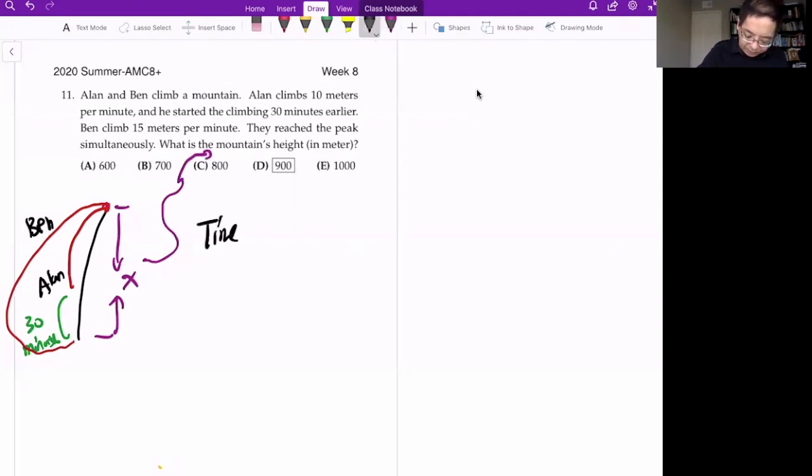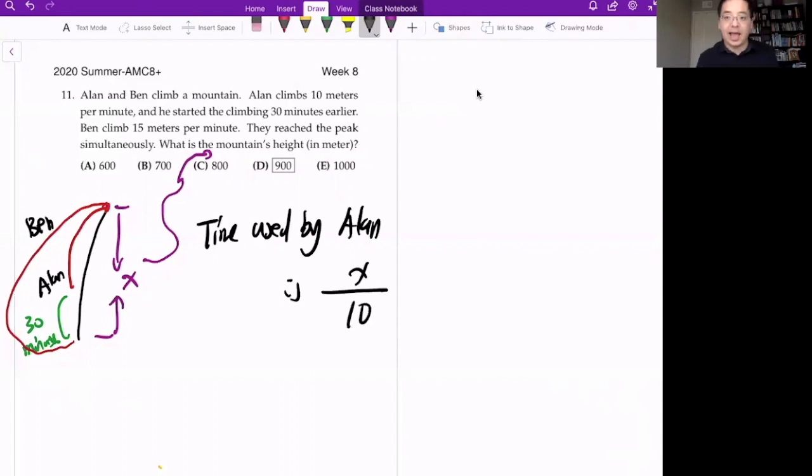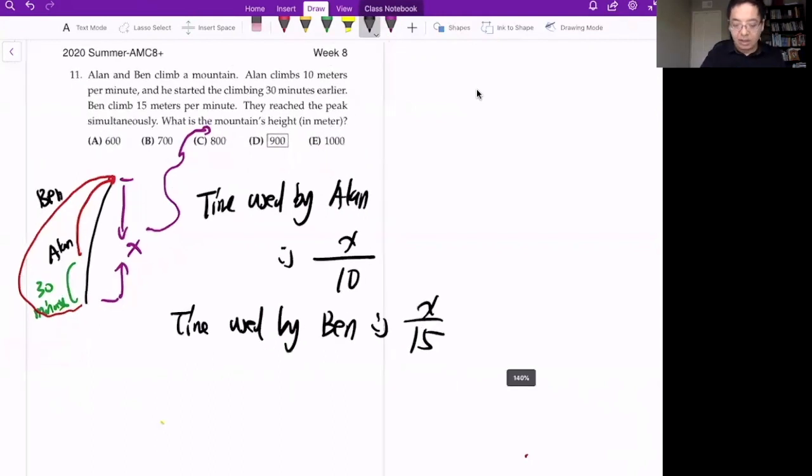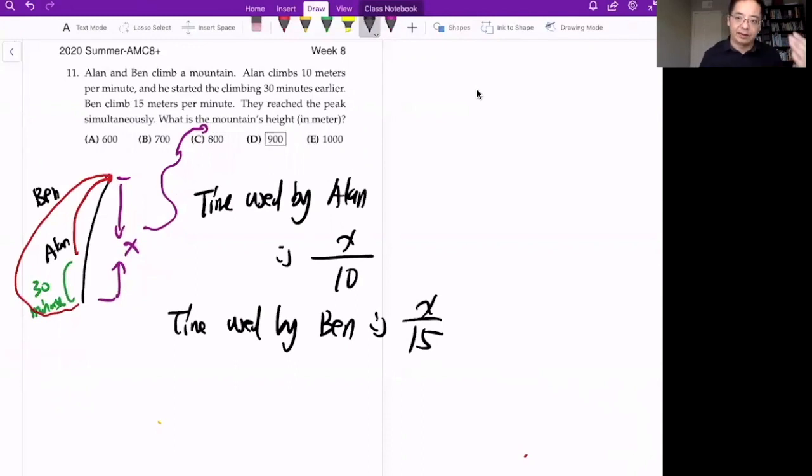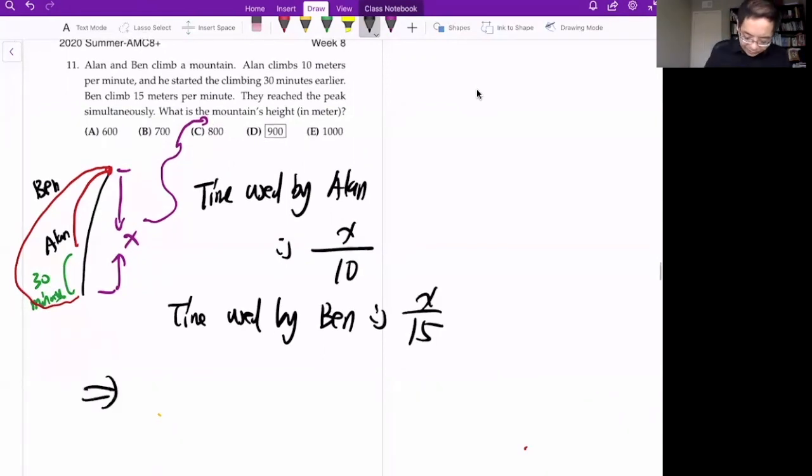So then we get the time used by Alan is x over 10, because Alan's speed is 10 meters per minute. The minutes used by Ben is x over 15. The difference is 30 minutes, right? Because Alan starts 30 minutes early and they arrive at the top around the same time. So we quickly get the equation: x over 10 minus x over 15 is 30.